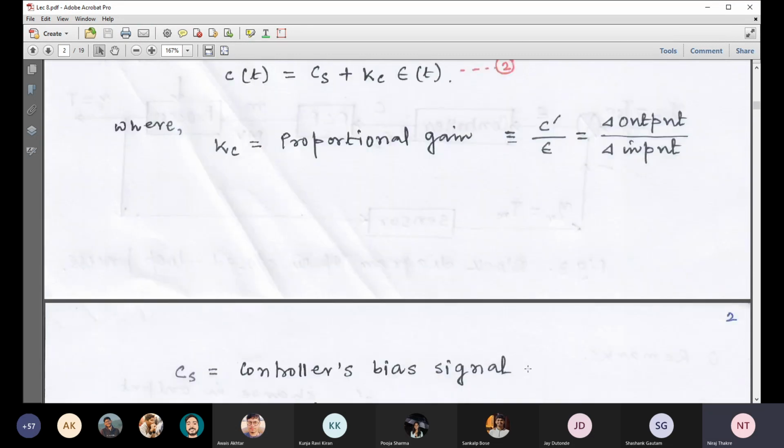So this Kc is basically the tuning parameter. You can note down also this point. This Kc, or proportional gain, is the tuning parameter. This tuning parameter you need to determine and include in your computer program. Kc is the tuning parameter which you need to determine and use that value in your computer program.